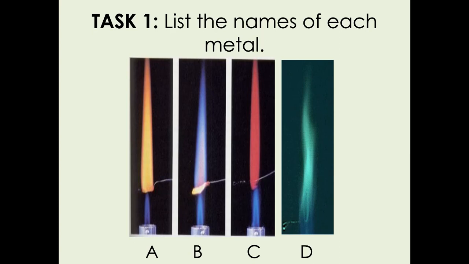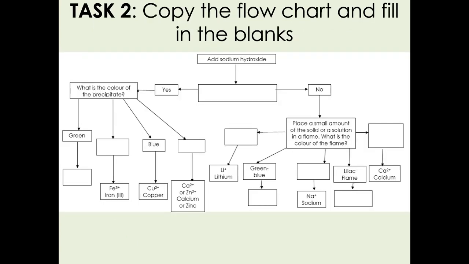Right, we've learned all the new knowledge, so what you need to do now: for task 1, I want you to look at those four pictures and list the names of each metal. A equals, B equals, C equals, D equals. Task 2 is a bit more complicated. I want you to copy that flowchart down and then fill in the blanks. Wherever there's a blank box, you need to write a sentence in there. Hopefully it'll make sense. It can be a bit tricky, so email me if you get stuck on it.